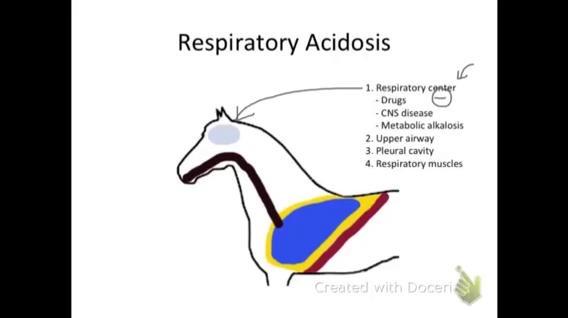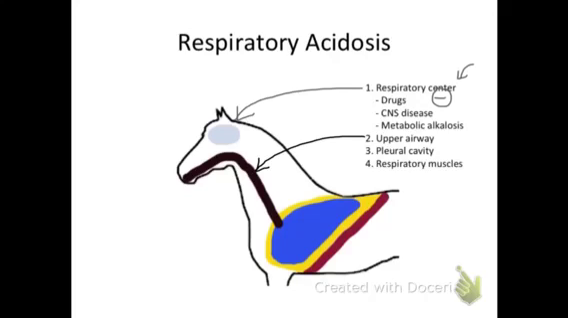Upper airway obstruction can also cause hypoventilation and respiratory acidosis. So that's what's represented by the trachea. Common causes of this upper airway obstruction include laryngeal paralysis and also some breed-related conformational problems such as stenotic nares, elongated soft palates, and tracheal hypoplasia that you can see in some types of brachycephalic dog breeds.